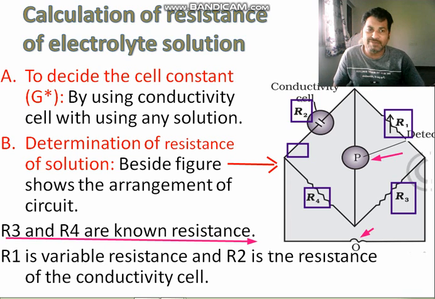That is the R1. R1 is variable and R2 is the resistance of the conductivity cell.